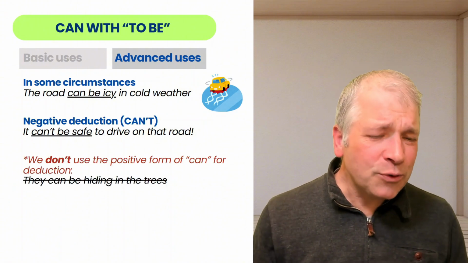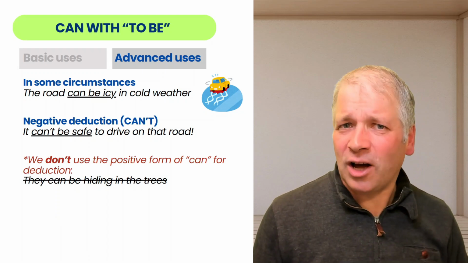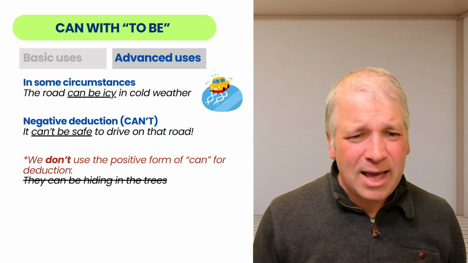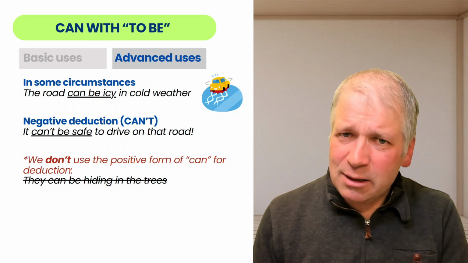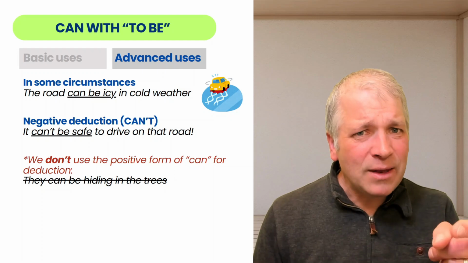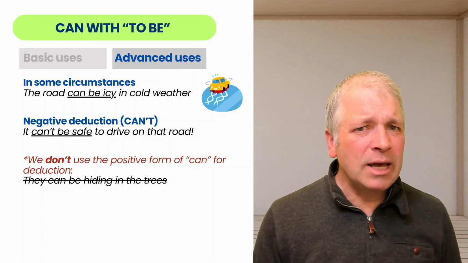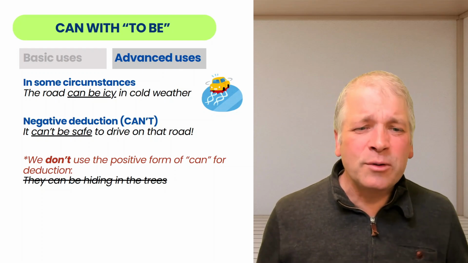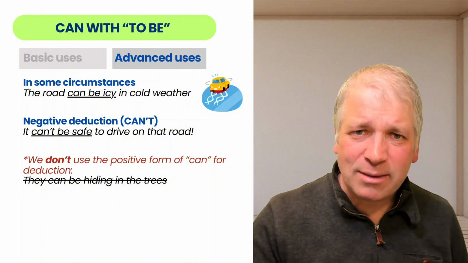We don't use the positive form of can for deduction though. We wouldn't say they can be hiding in the trees if we mean there's a strong likelihood. So we use this in the negative form, but we don't use it in the positive form when we're trying to deduce what is true in the present.